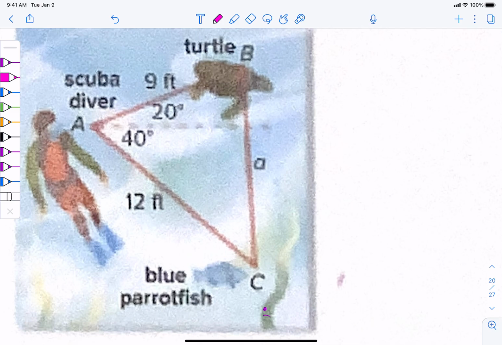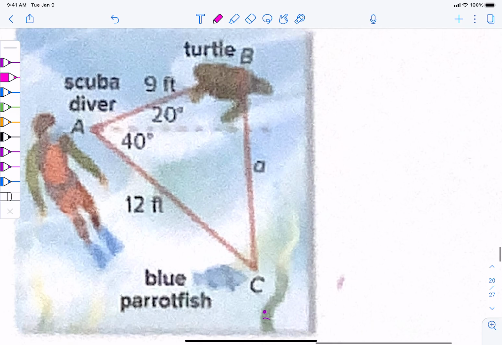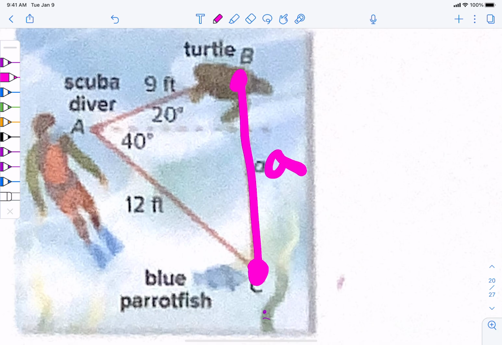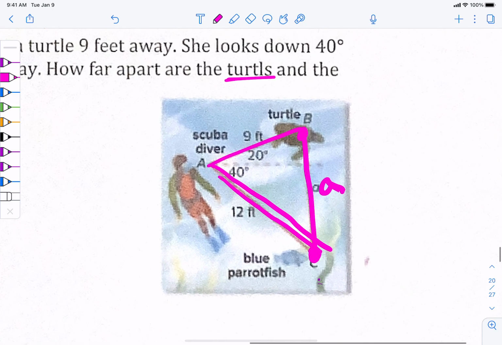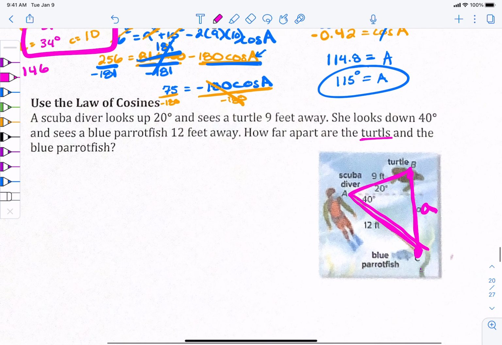If we're trying to find how far apart the turtles are, what variable is that? We're trying to find the distance between the turtle and the fish. Which side is that? A. Oh, the turtle and the fish is little a. We're trying to find this length there, okay? We're trying to find little a.